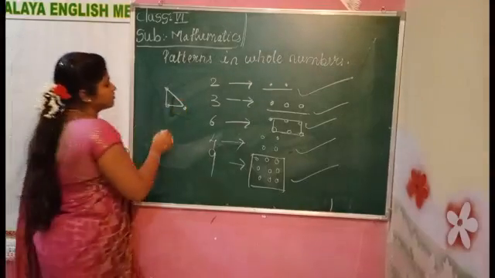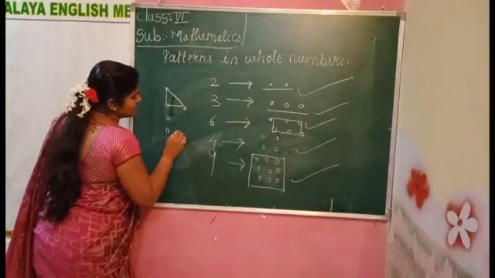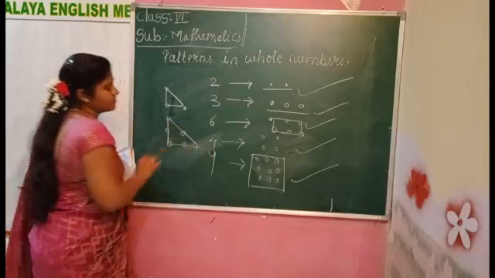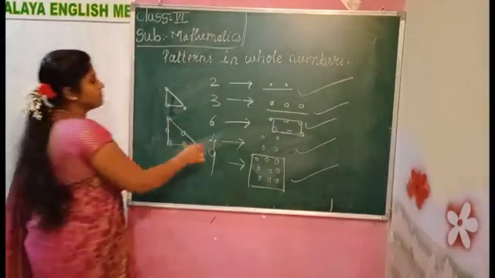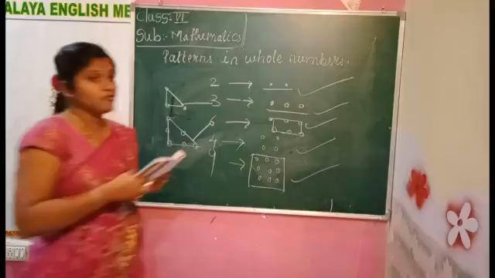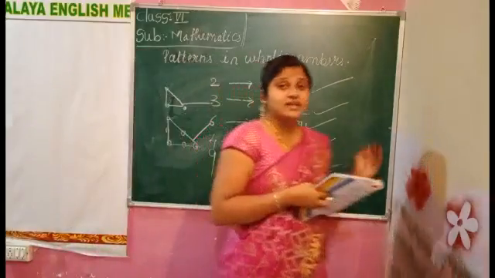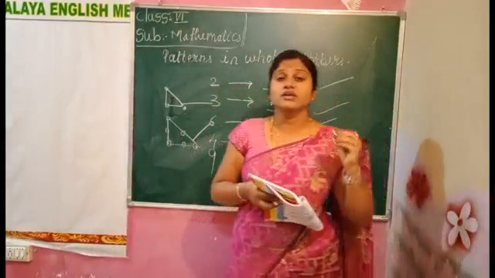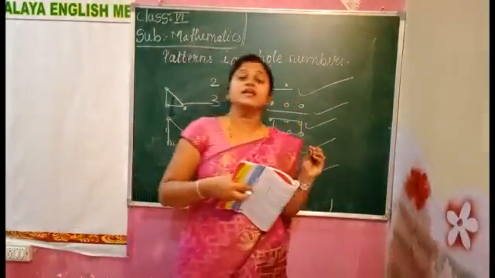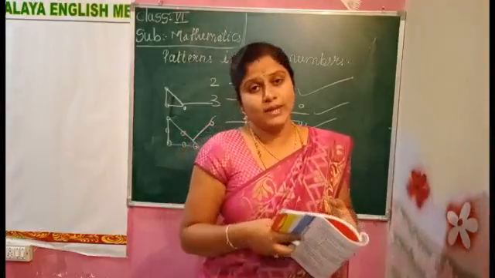Okay, 6 also we can write in which way? Triangle way. Yes, 6 can be written like this, 3 can be written like this. So these are the patterns of whole numbers which we can write using what, children? Dots. Using dots we can draw the whole numbers.